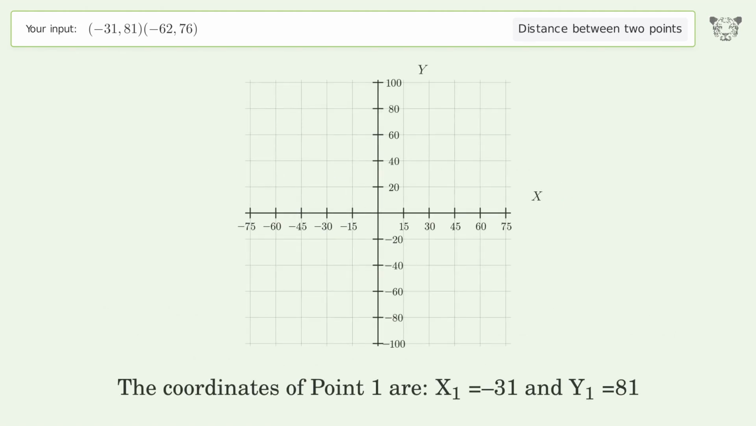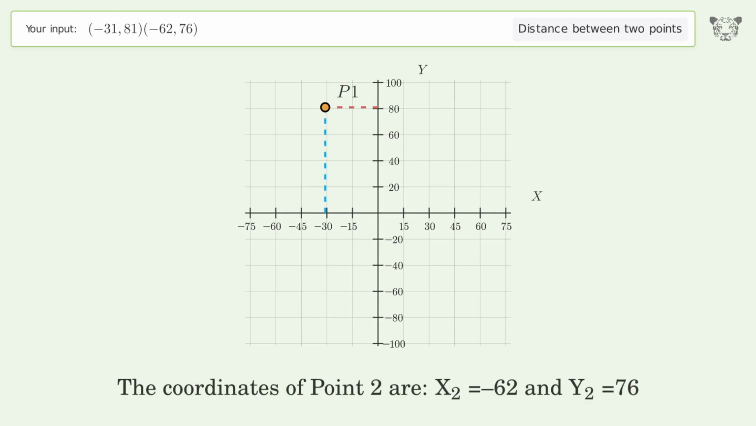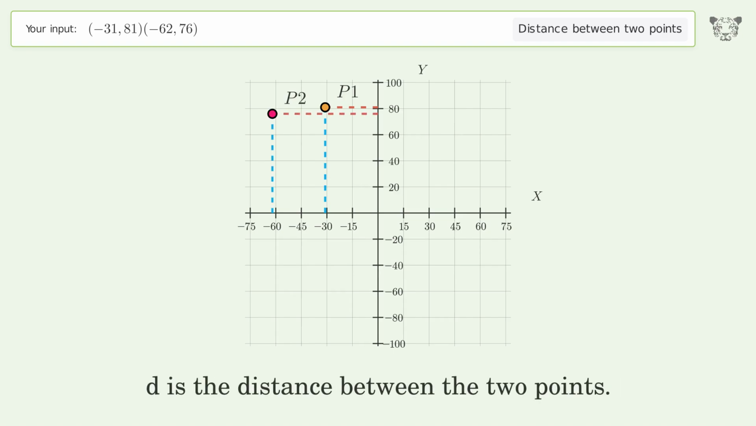The coordinates of point 1 are, x1 equals negative 31 and y1 equals 81. The coordinates of point 2 are, x2 equals negative 62 and y2 equals 76. D is the distance between the 2 points.